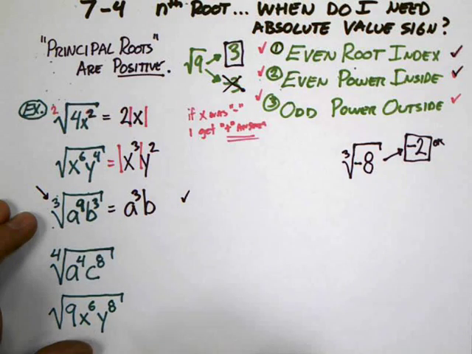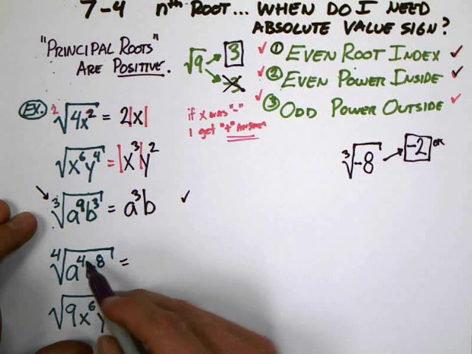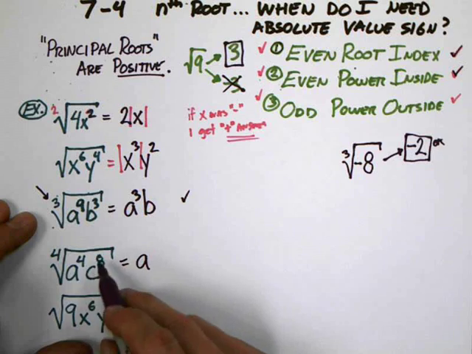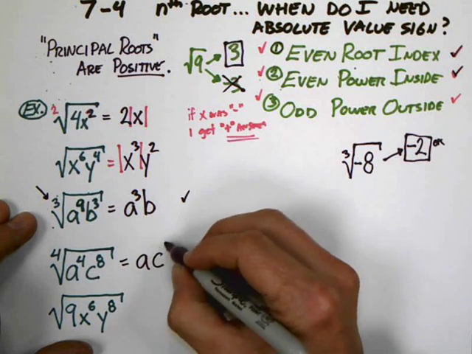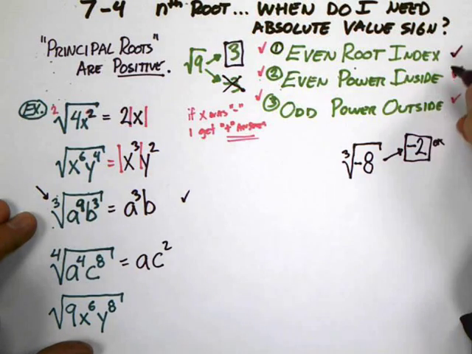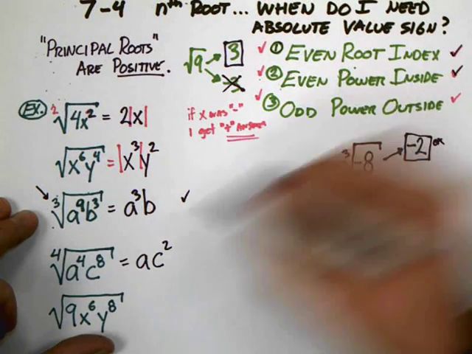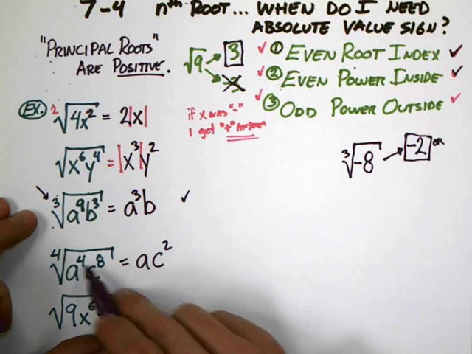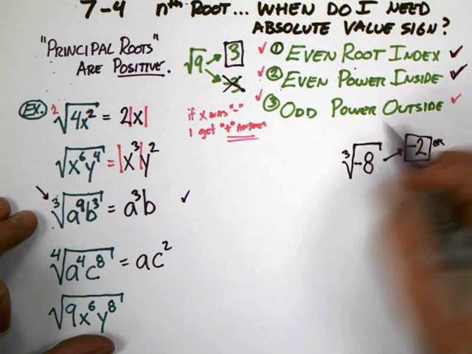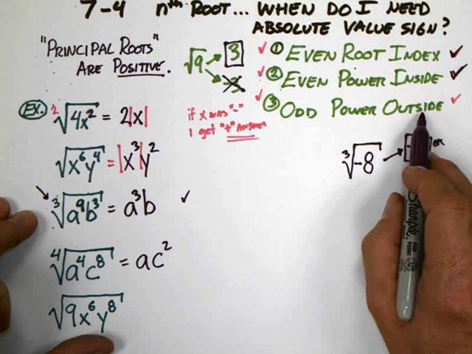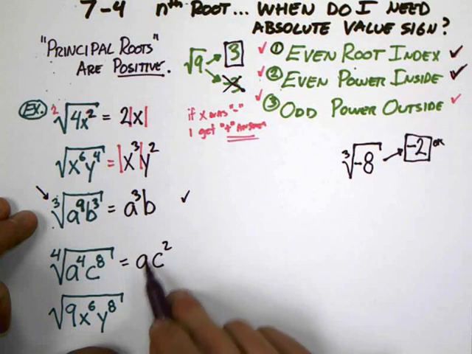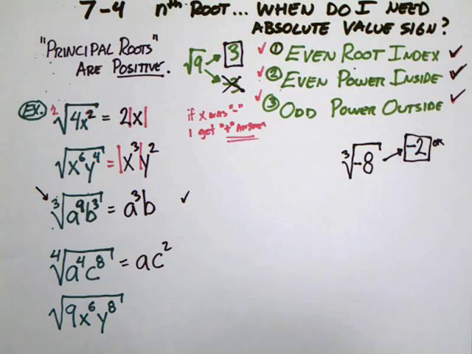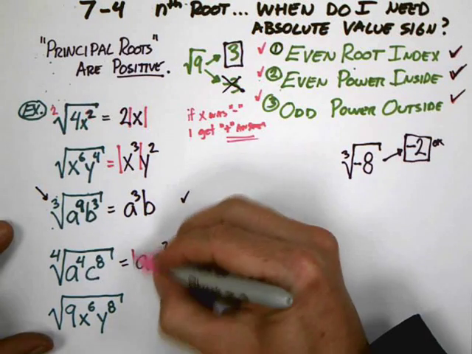All right, what about the next one? I got the 4th root of a to the 4th. That's going to be a. And the 4th root of c to the 8th, 8 divided by 4 is 2, so it's going to be c squared. Let's go back to my list. Even root index? Yeah, it's a 4. Got that. Even power inside? 4 and 8? Absolutely, got that. Odd power outside? Yeah, the a has an odd power, the c doesn't. So I do have some of that, and it's only going to go on my a.